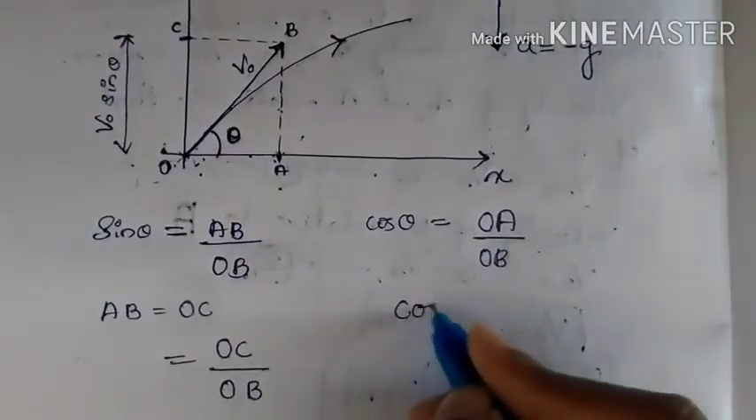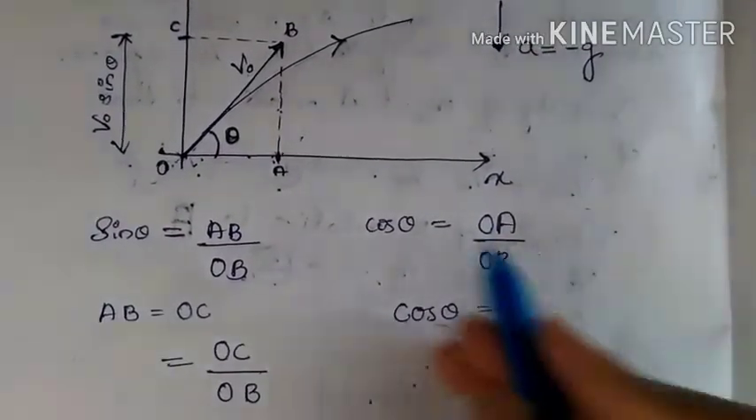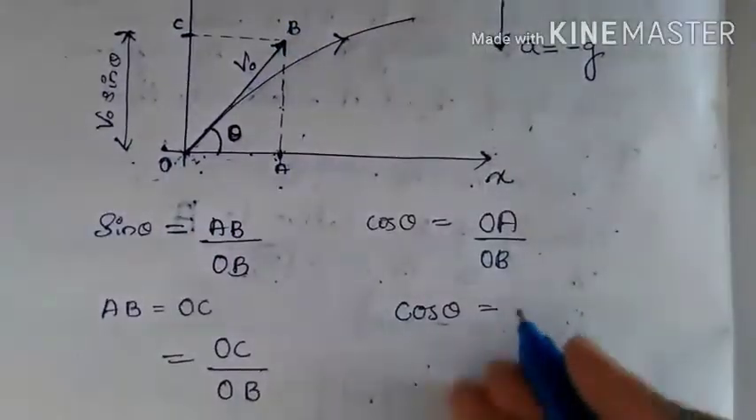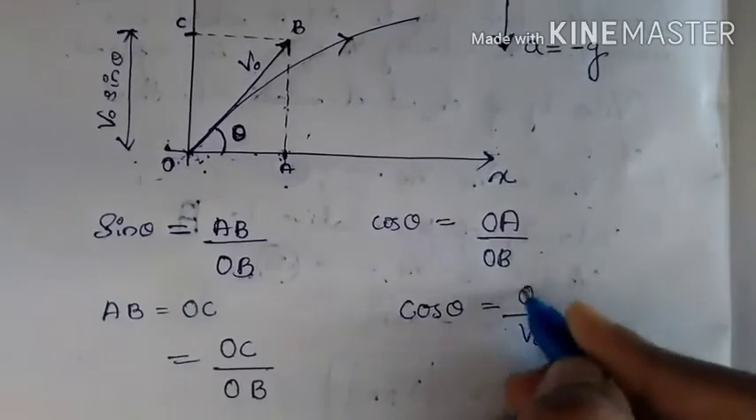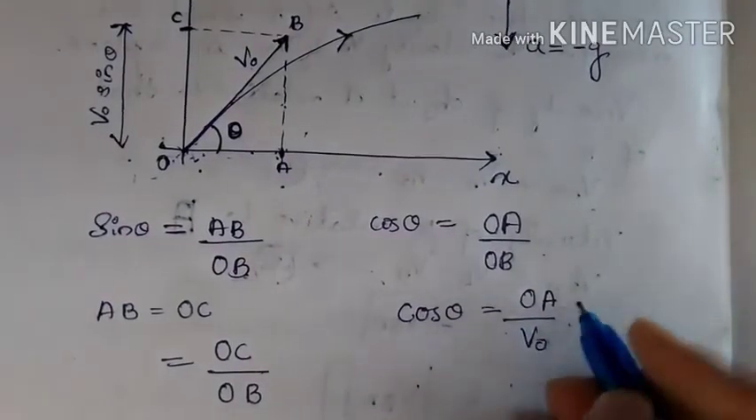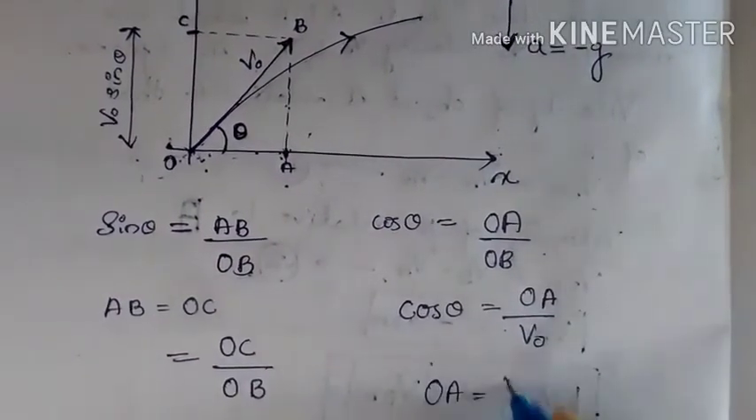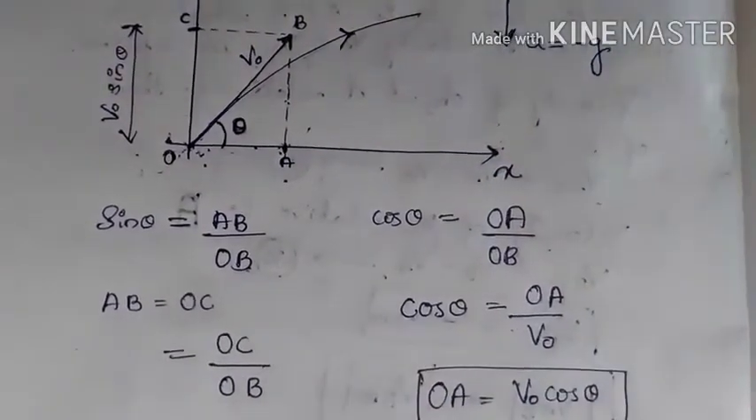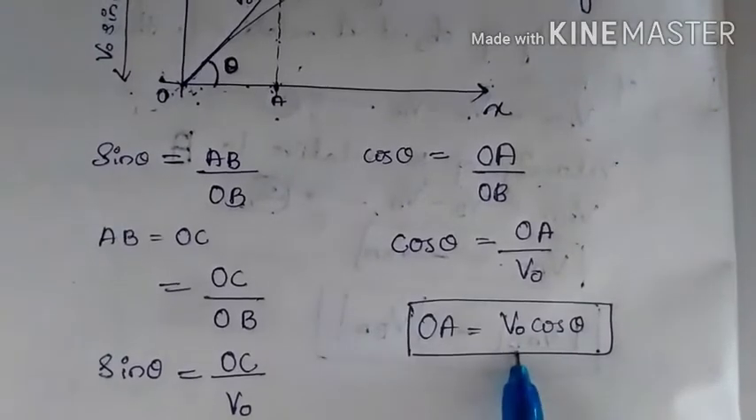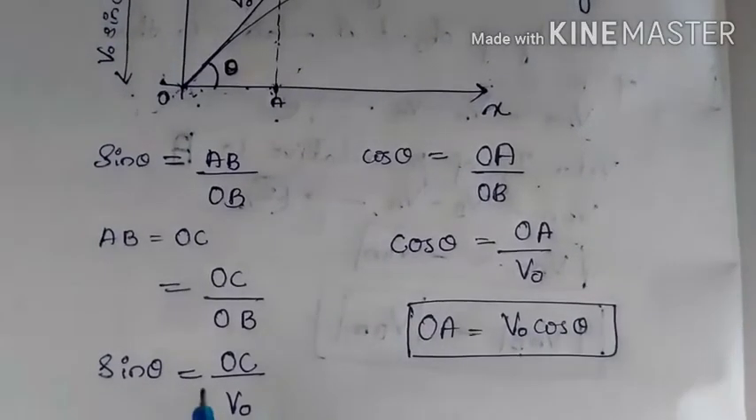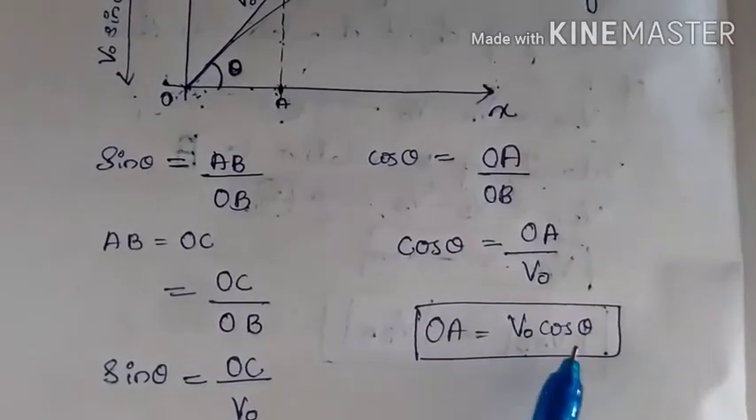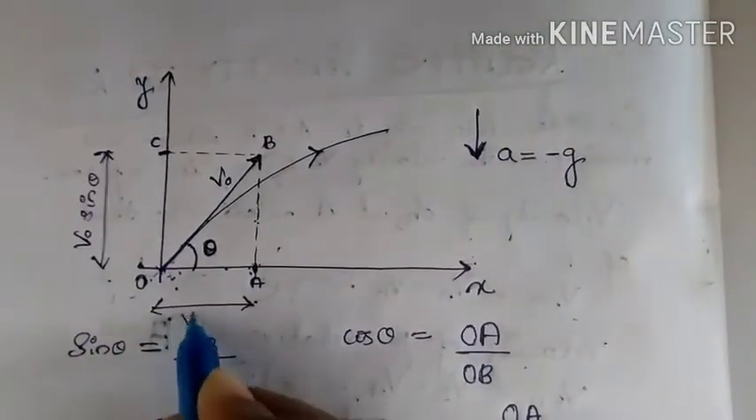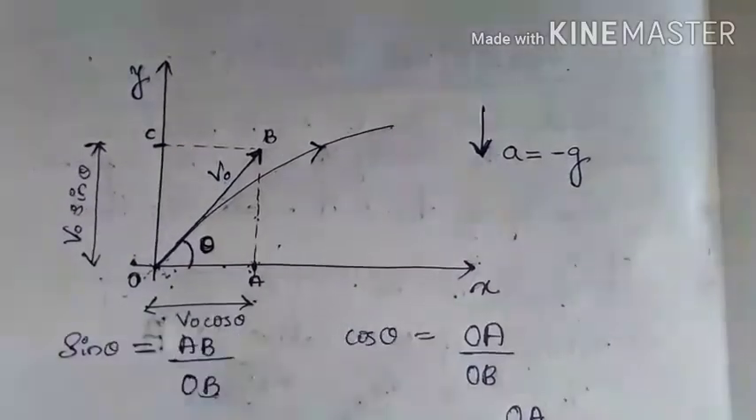So cos theta is equal to OA over OB. OB is known to us, that is V naught. Now we have to find OA. OA is equal to what? V naught cos theta. So you got the x component of the vector V naught. That is V naught cos theta. From here to here is V naught cos theta.